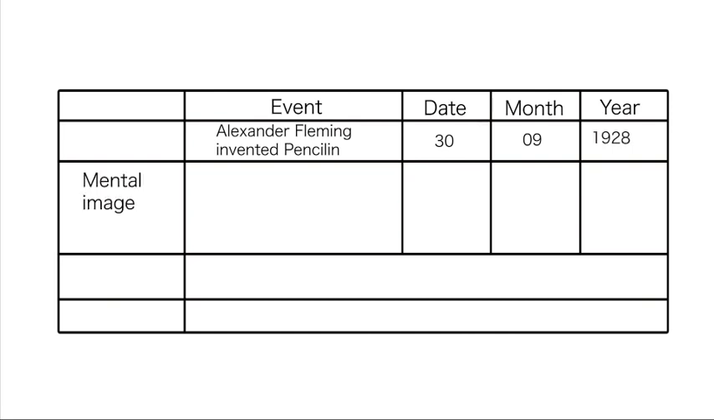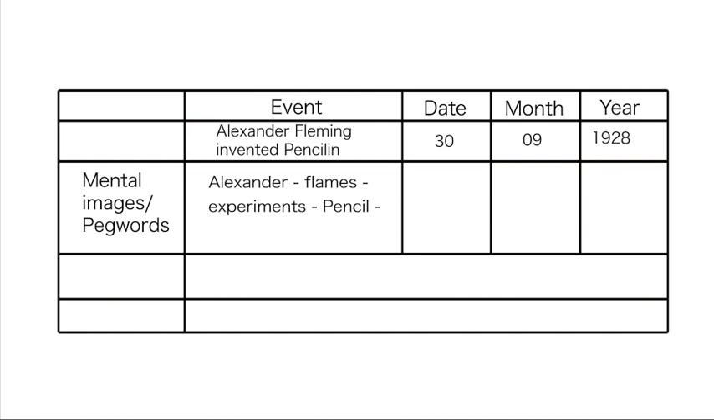Mental images or peg words: Alexander, flames. Experiment, pencil. Injection, calendar. The peg word for 30 is mouse. The peg word for 09 is soap. The peg word for 19 is tub. And the peg word for 28 is knife. Visualize the story.